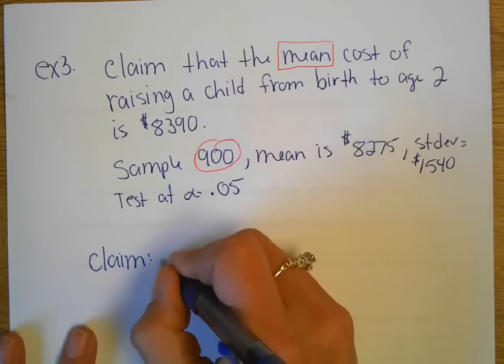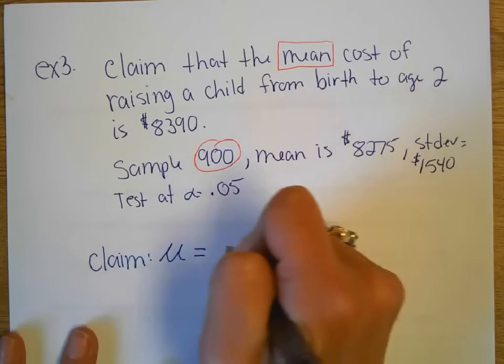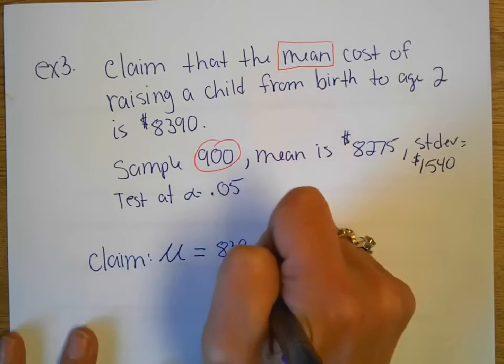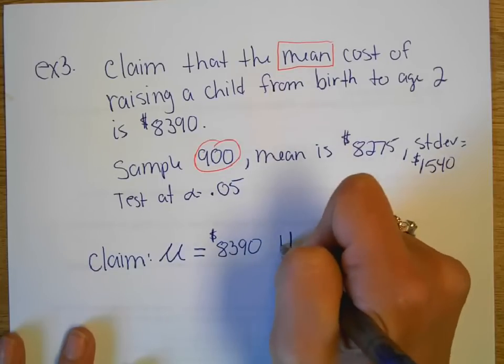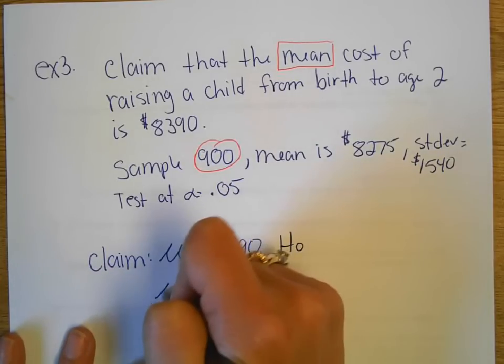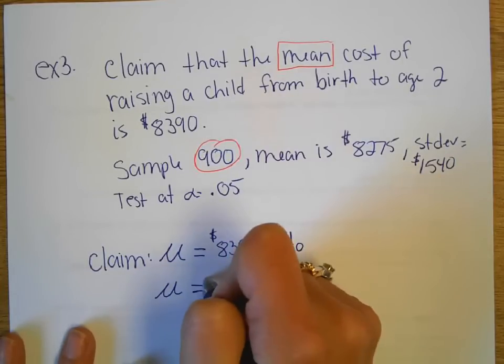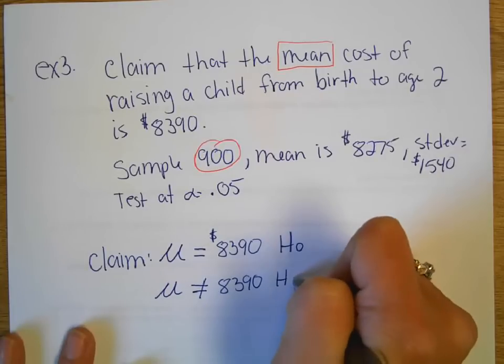And the symbol for population mean is mu. And what's their claim? That the mean cost is equal to 8390. So is their claim the Ho or the Ha? That is the Ho. So identify it: Ho. What is the Ha going to be then? The mean is not equal to 8390. There's the Ha.